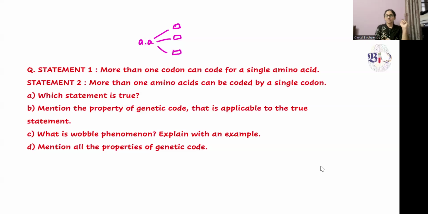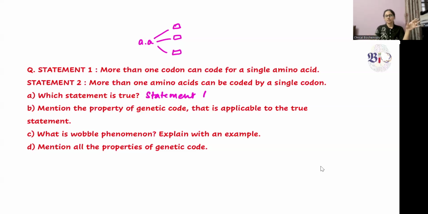So statement 1 is going to be true, right? More than one codon can code for a single amino acid. That is true. But one codon coding for multiple amino acids is not true. In that case, specificity will be a question mark, right? So that is not true. Statement 1 is true.